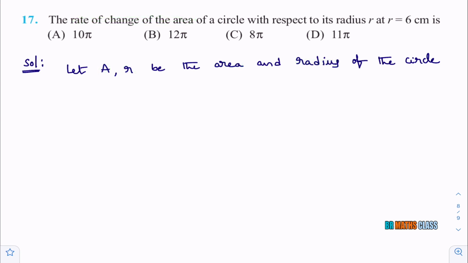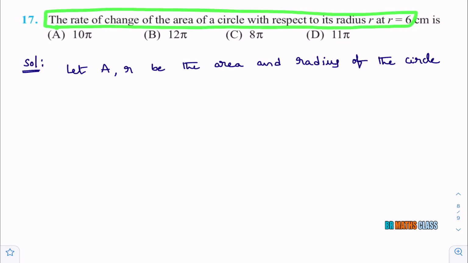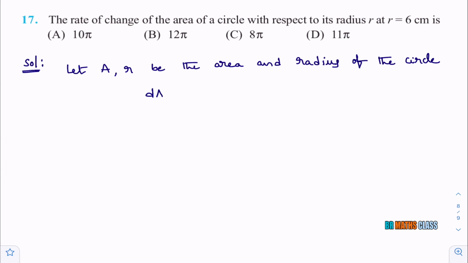Okay, I'll write the given information. The rate of change of area of circle with respect to, no information is given here. Directly they are asking to calculate the rate of change of area of the circle with respect to radius. With respect to radius, that means they are asking to calculate dA by dr when r equal to 6. I hope you are understanding. Look here, dA by dr, with respect to radius.